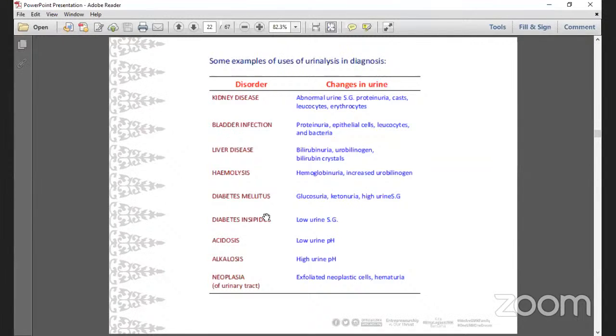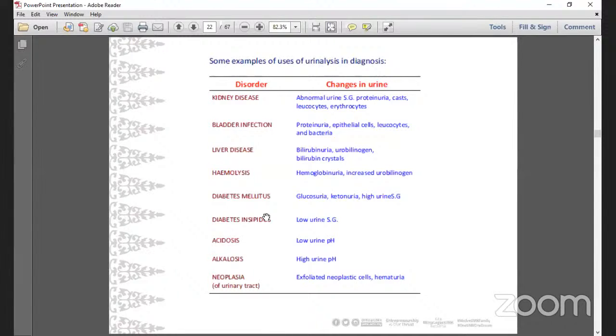As I mentioned just now, for diabetes mellitus there will be presence of glucose and also presence of ketones in the urine, and there will be high specific gravity because of the glucose. And then in terms of acidosis, there will be a low urine pH, and alkalosis will be high in terms of the urine pH.